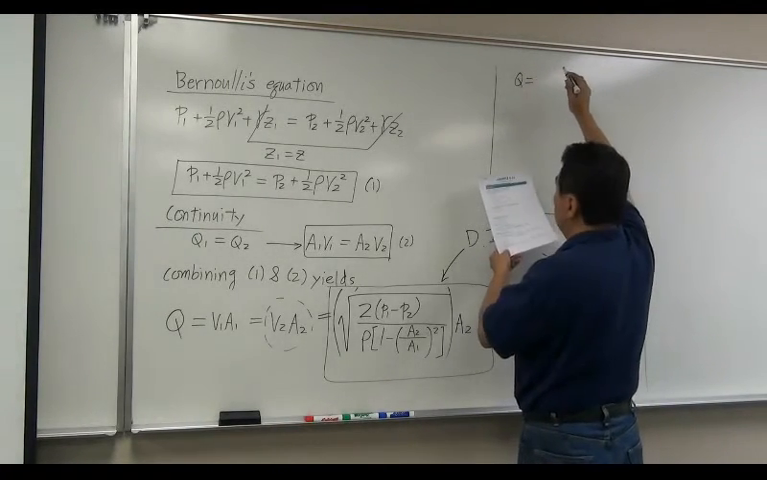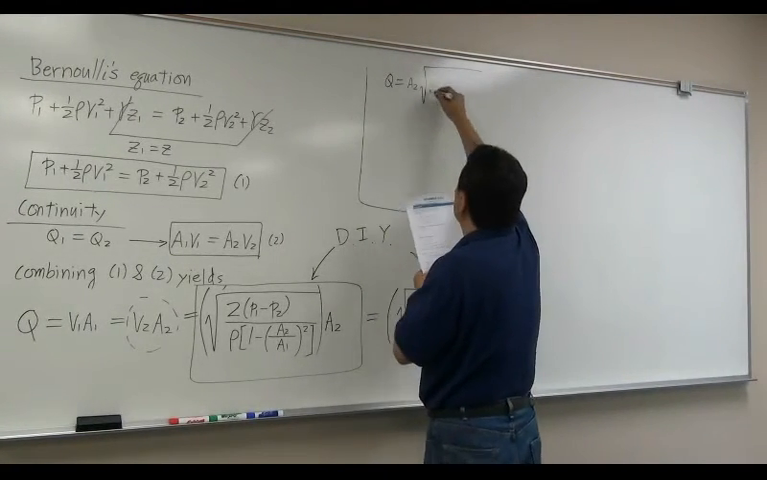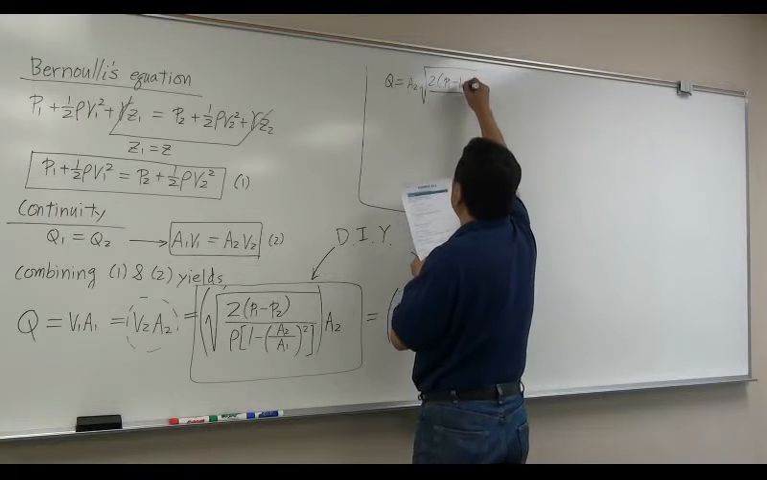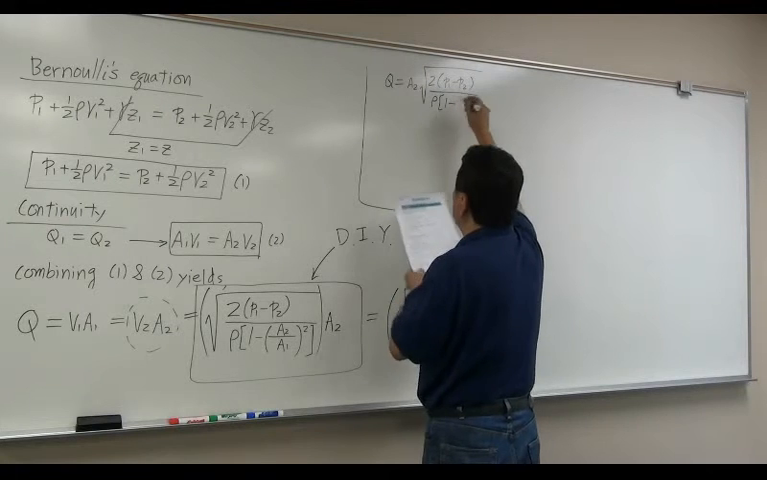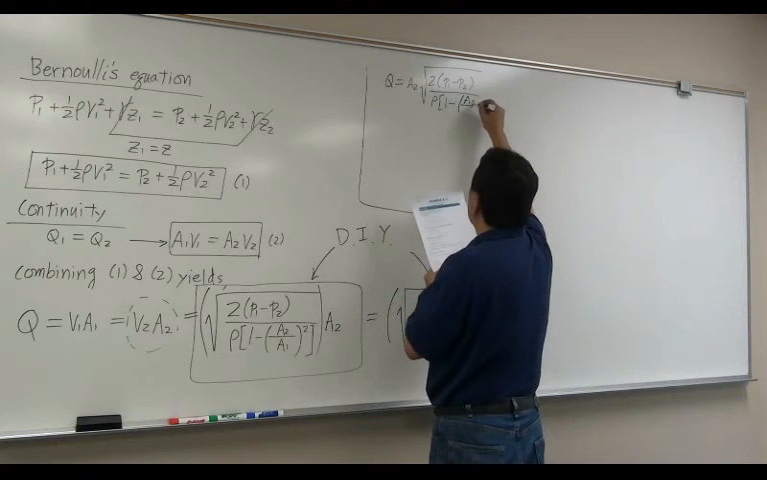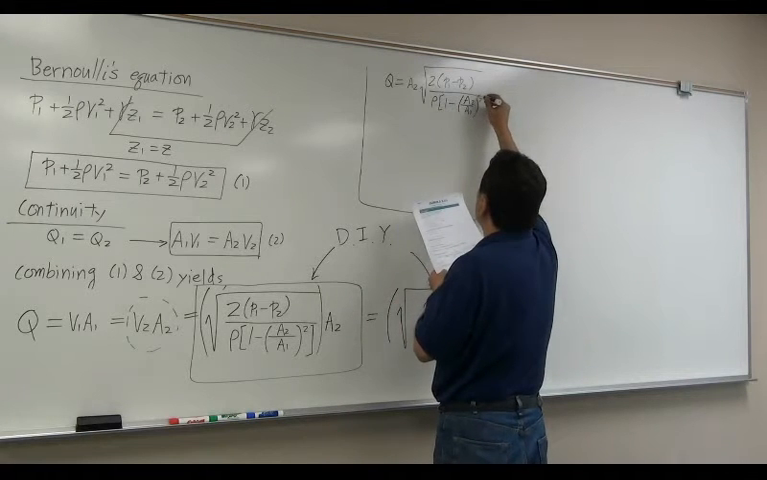Q equation. Q equal to A2 square root of 2 times (P1 minus P2) over rho times (1 minus (A2 over A1) square).